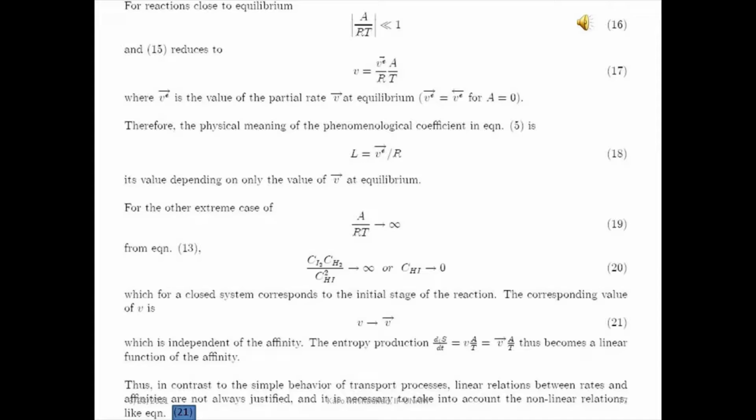So therefore, going back to equation 5, which related flow, which is the rate of reaction, to the force, which was A over T for the chemical reaction, we can see from equation 17 that the constant L, this phenomenological relation, in the case that we are close to equilibrium, is just equal to minus the velocity at equilibrium in the forward direction over the universal gas constant, R, equation 18.